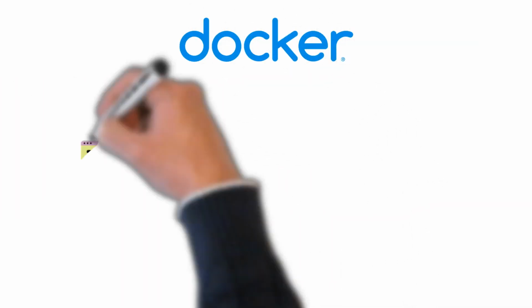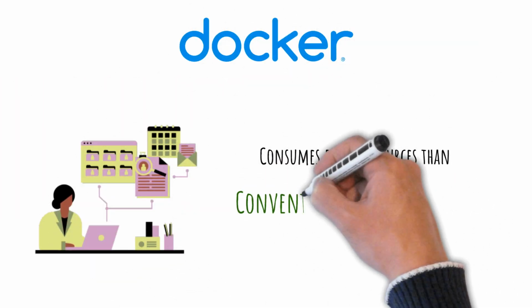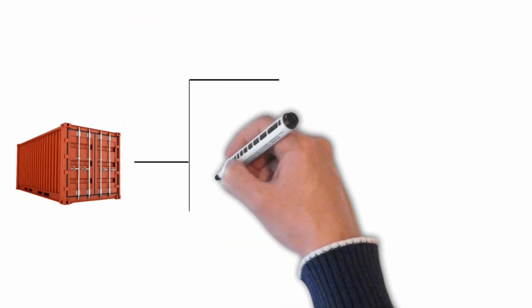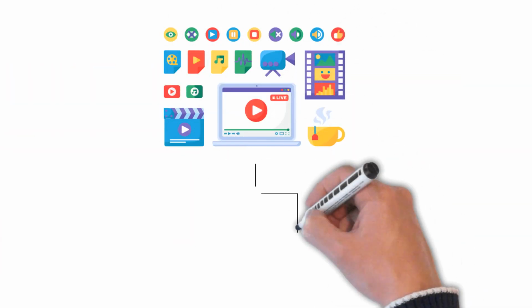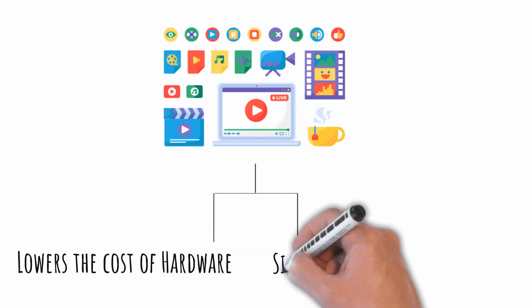The platform consumes fewer resources than conventional virtual machines. Containers are significantly lighter and require less RAM and disk space because they share the same underlying operating system kernel. Enabling multiple apps to run on a single computer lowers the cost of hardware and simplifies resource management. It also makes applications more scalable.